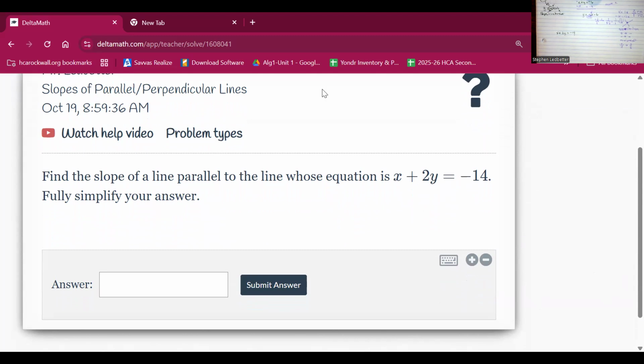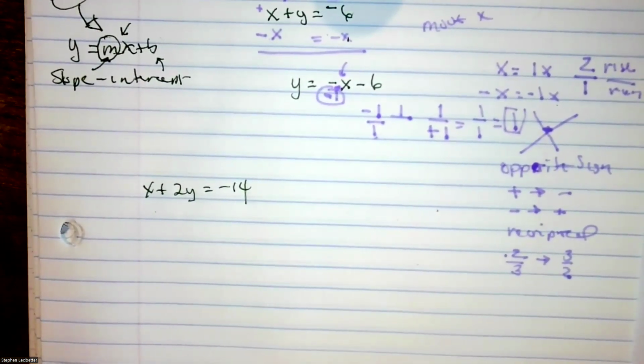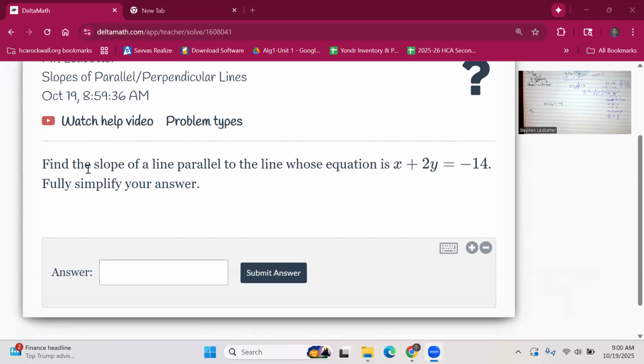All right, I'm going to go back to my screen. Oh, I didn't read what it said. Let me go back to that. You got to read what they say. You can't just go. Find the slope of a line parallel. Ooh, nice. So we get to do when it's parallel.